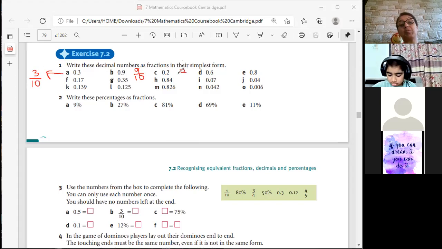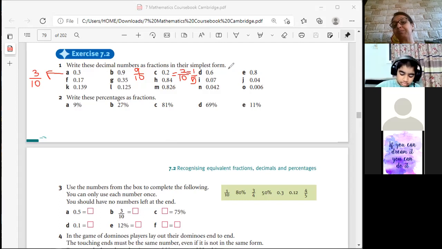0.2 will be 2 upon 10. Can I reduce it further? Yes. 1 upon 5. Correct. So my answer in the simplest form for 0.2 is 1 upon 5. So you will write it like this, but your final answer will be 1 upon 5. You cannot write 2 upon 10 and expect the teacher to give you full marks. She will definitely cut your marks because you've not written it in the simplest form. So you have to always see whether you can cut it further or not.